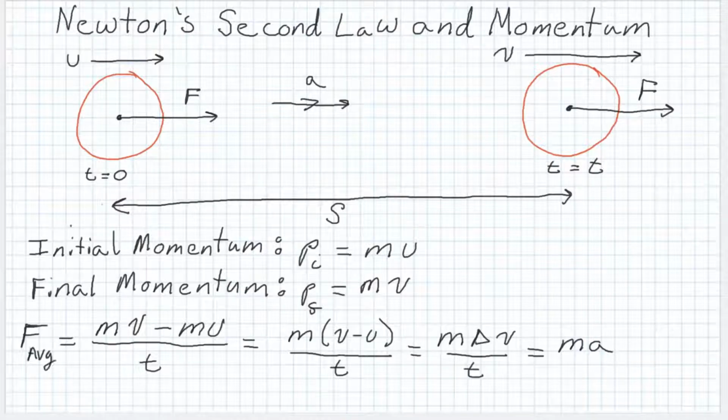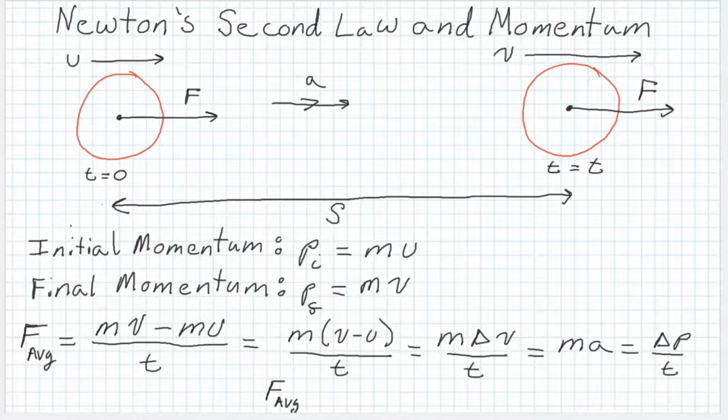And I'm going to say this is the average force applied over that distance, because if I had the force changing, it'd be a little bit different. So it's the average force over that distance. Okay, and mv minus mu, if you'll remember, is impulse, so delta p over time. So I end up with the average force is equal to our change in momentum per time.